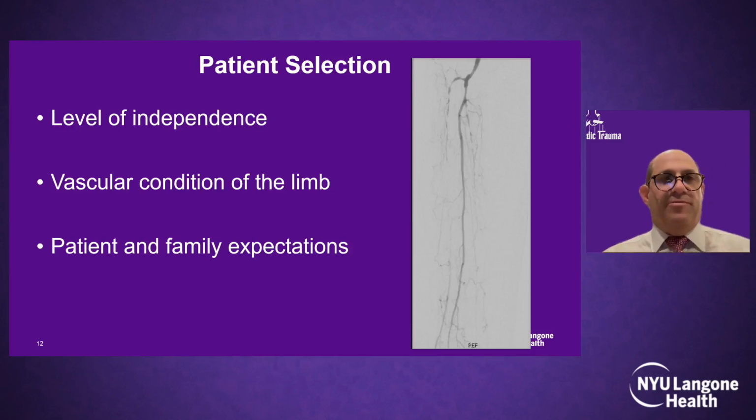Now, patient selection. Again, we were talking about elderly patients and getting them weight bearing. A lot goes into determining who you're going to operate on. What's their level of independence? What's the vascular condition of the limb? I would argue that if you were to do some invasive and non-invasive vascular testing of the limb, you would find significant vascular disease in the majority of patients over age 70. Okay. So again, it's about having a conversation with the patient and the family and finding out what they expect.